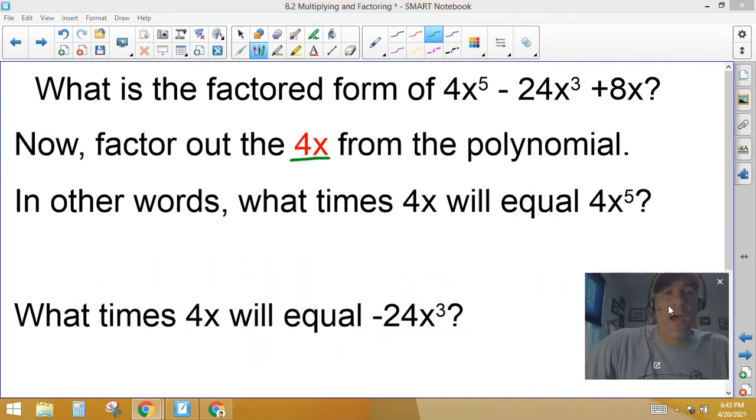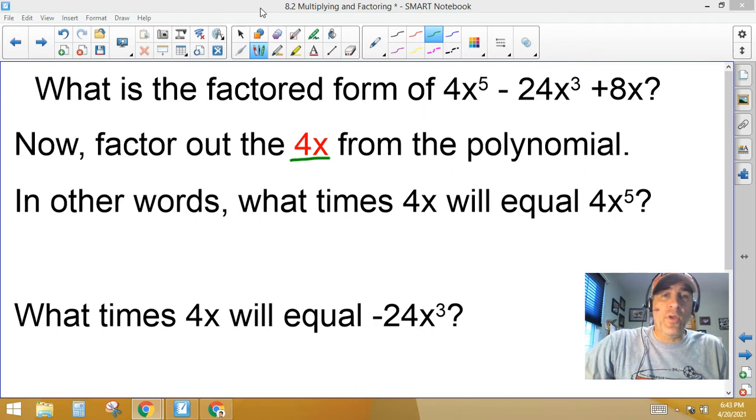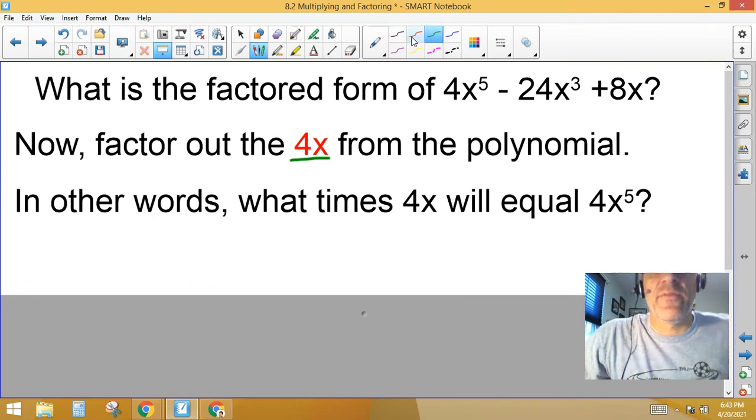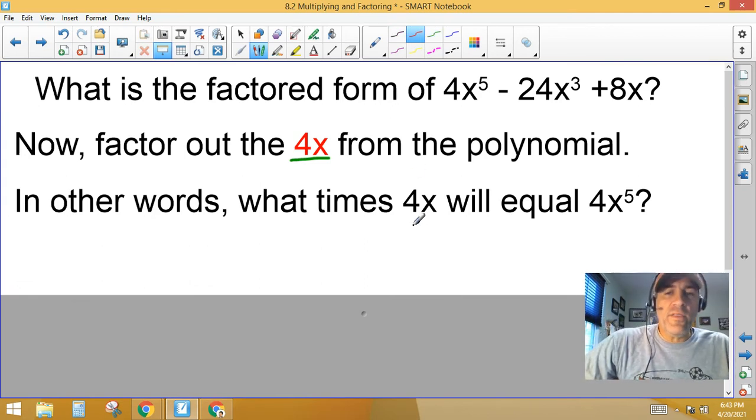So now I want to factor out that 4x from the polynomial. So I'm going to look at each piece. I want to hide some things here so I don't get ahead of myself. What times 4x will give me 4x to the fifth, meaning my first term? What could I multiply by to get 4x to the fifth? Well, I don't need a coefficient, so I could just put 1, right? Because 4 times 1 will give me my 4.